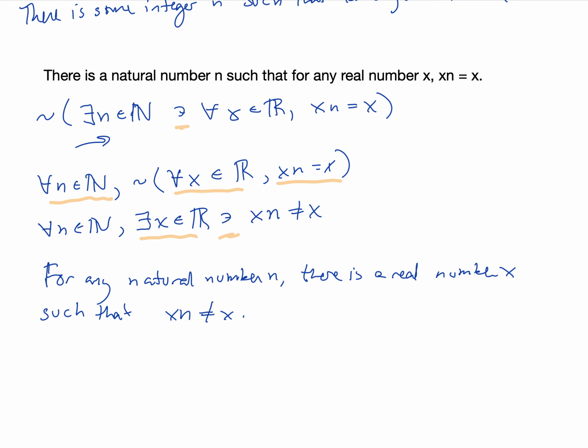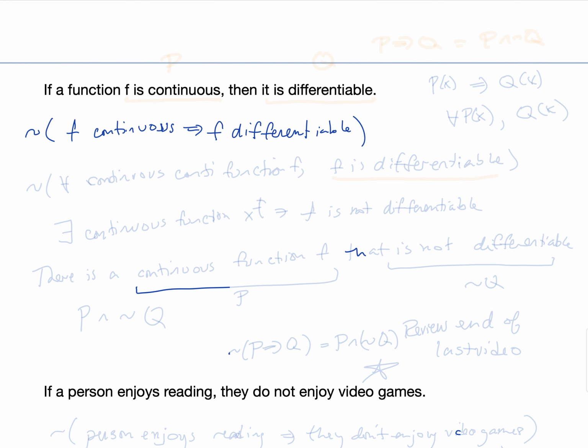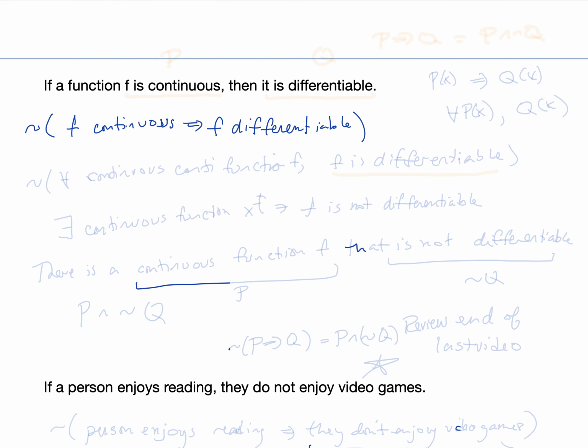Next, we want to negate a statement of the form, if a function f is continuous, then that function is differentiable. So, in other words, we're negating an implies statement. F being a continuous function implies that f is a differentiable function. So there's different ways to approach this. One is to transform it into a universal statement.